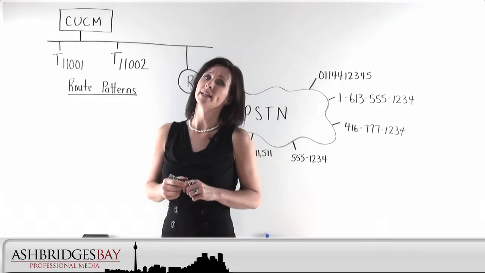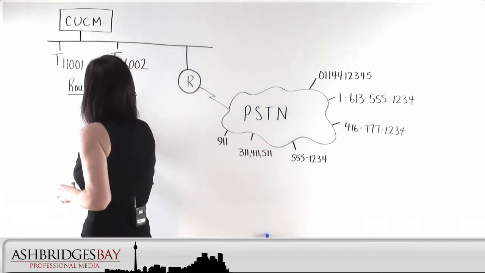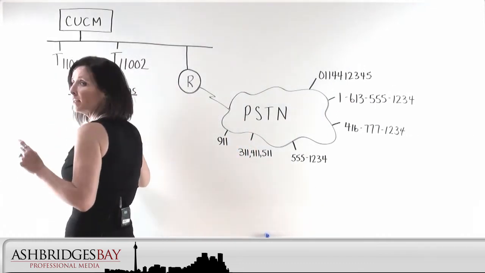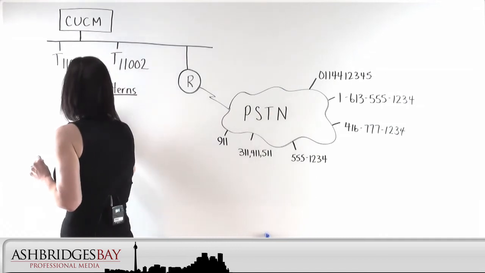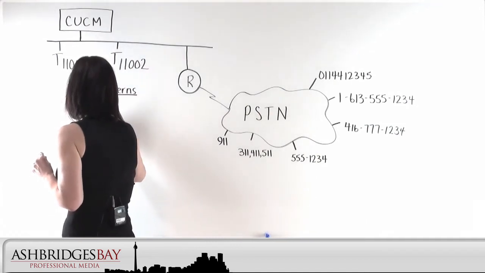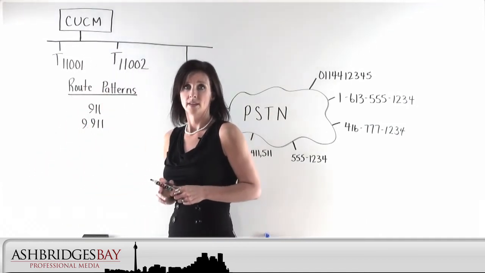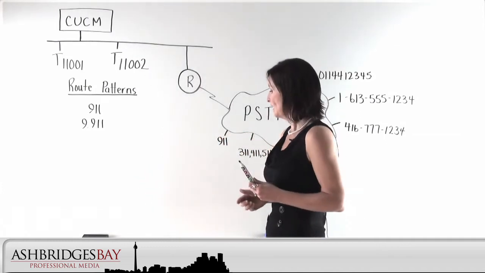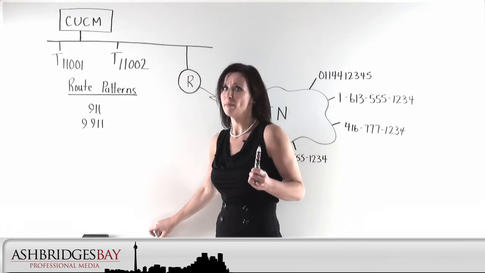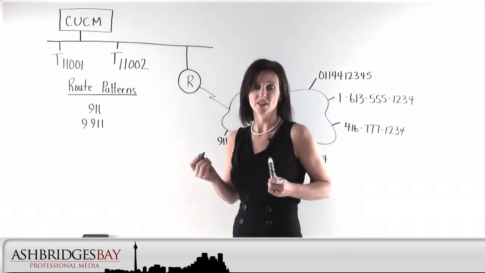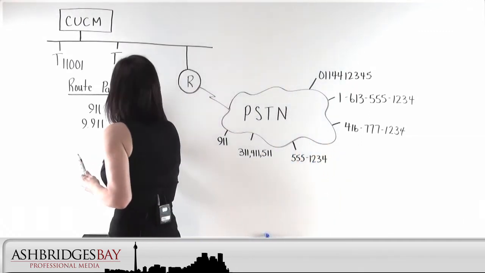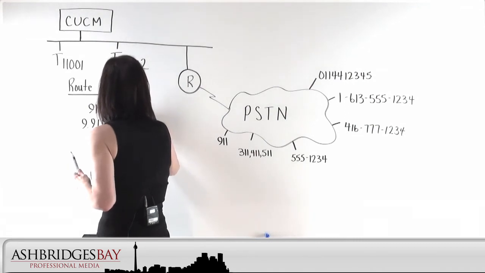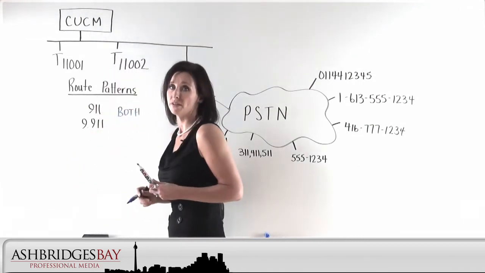So let's have a look at 911. Do we want to configure 911 into the call manager, or do we want to configure 9.911? We want both. We don't know what's going to happen in the case of an emergency. Is someone going to pick up the phone and remember to dial the access code, or are they just going to dial 911? So we want to have both of those configured into the call manager.